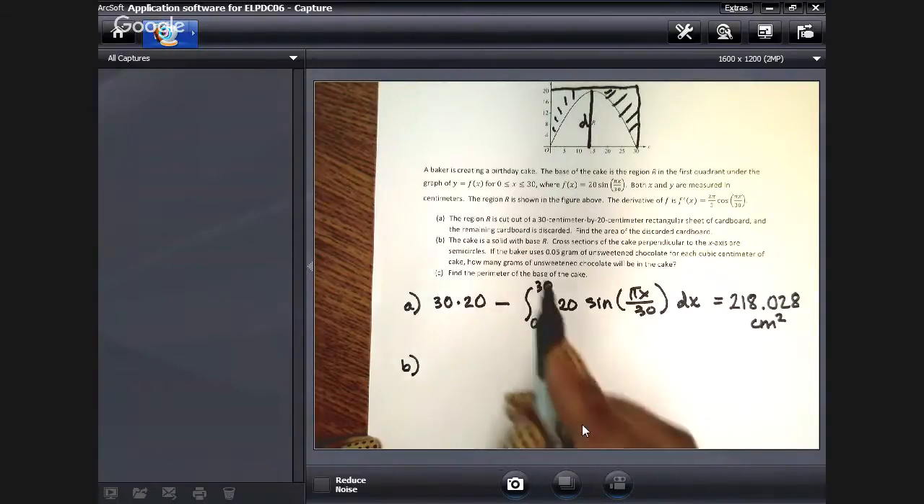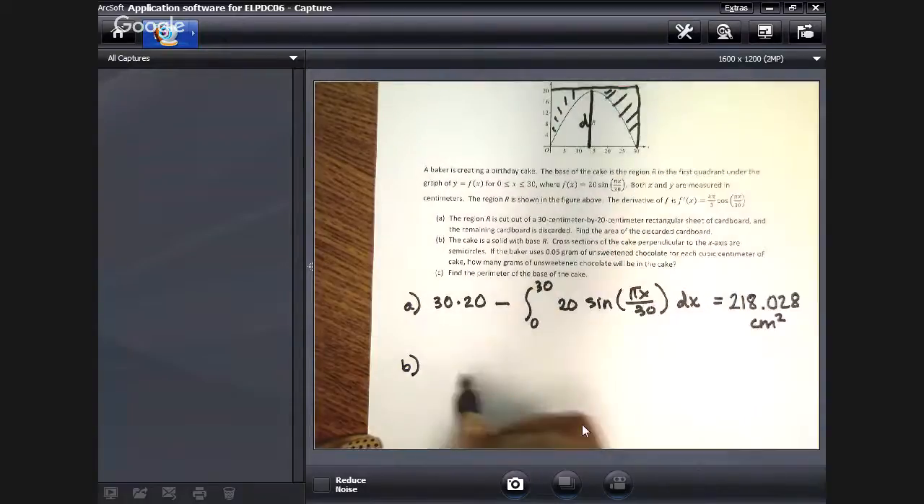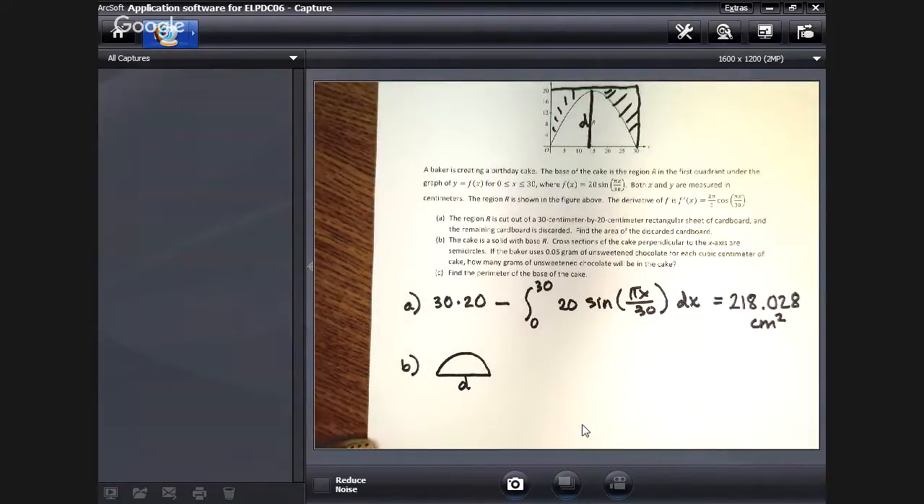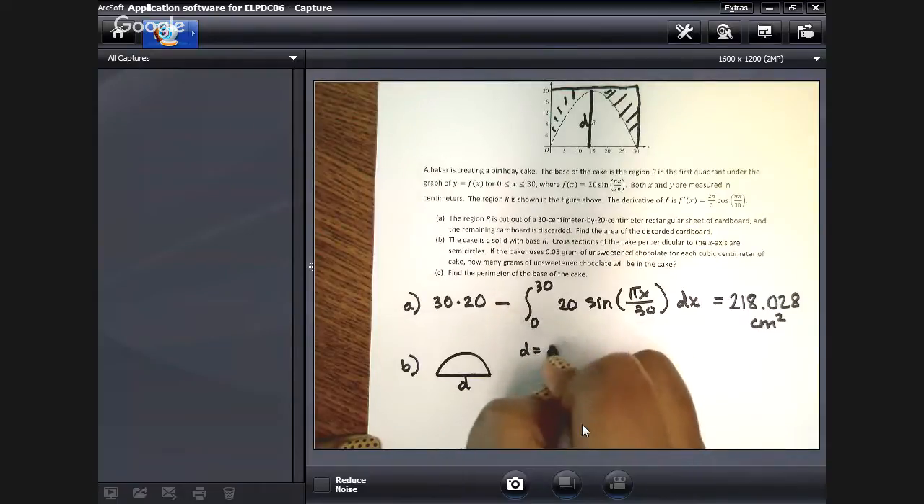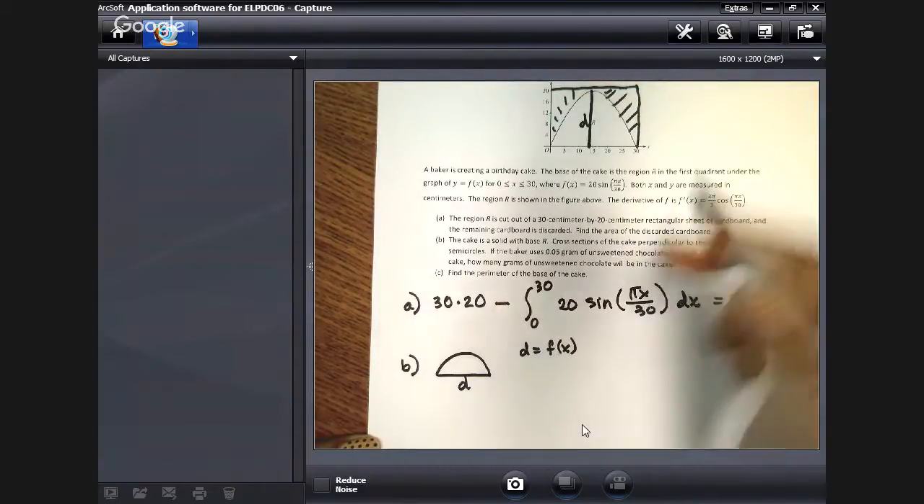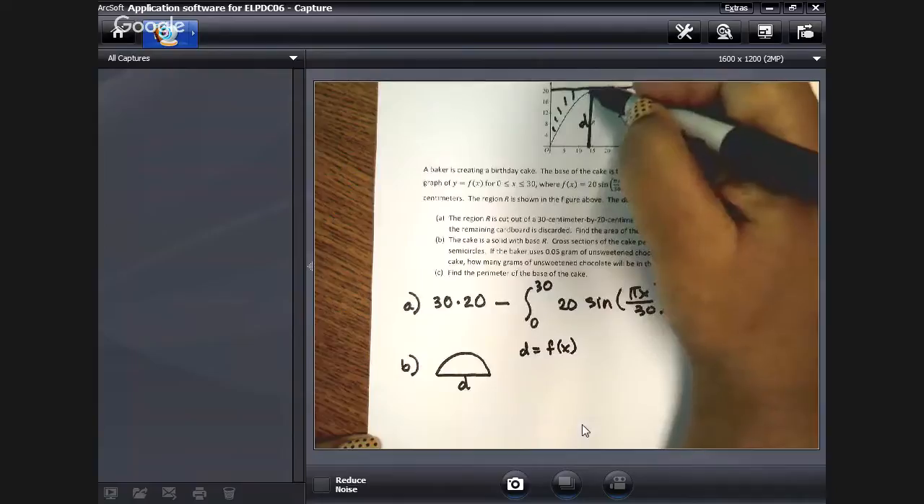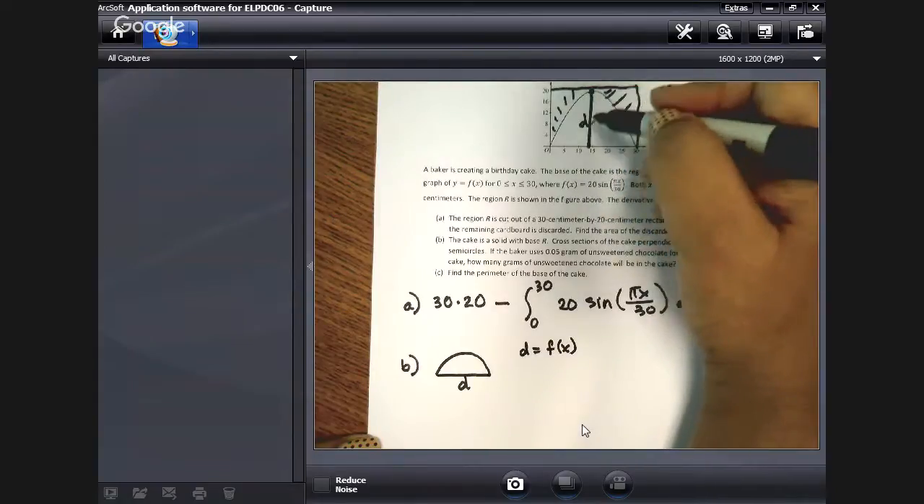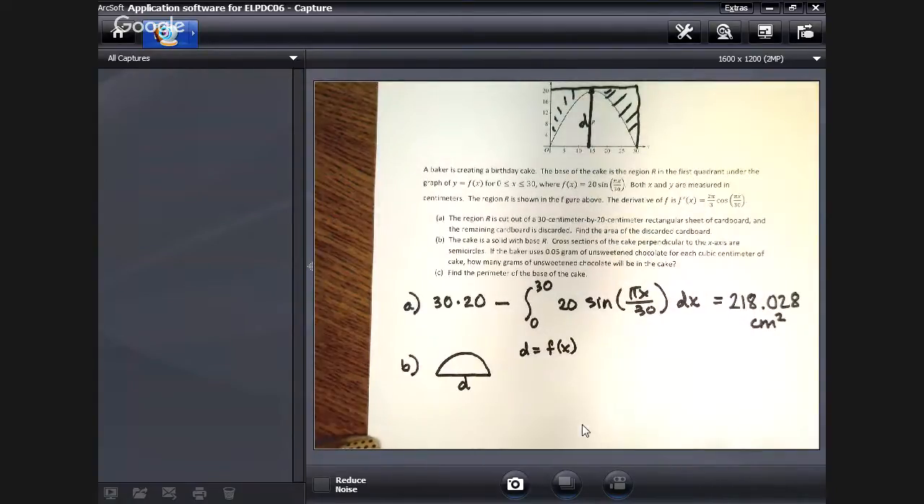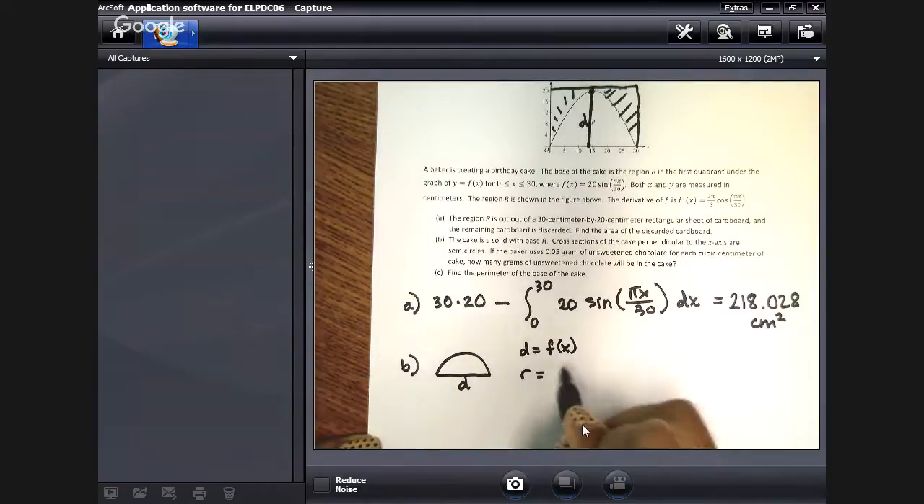So since this is a semicircle, let me draw what the cross section kind of looks like. This is a semicircle with a diameter d. And d is actually equal to f of x, right? Because if this is some generic point x, y up here, the length would be y, and y is f of x. That means that the radius is actually half of that.